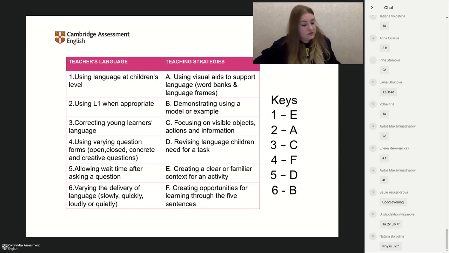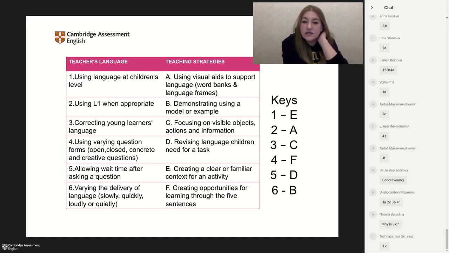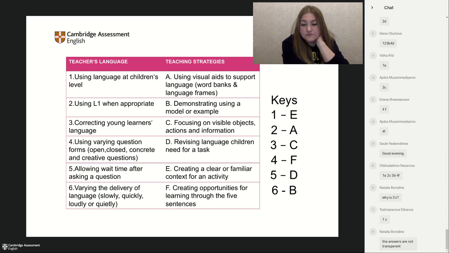So to avoid, again, repetition maybe, use examples, use models before your students start doing the task. Give them an example.